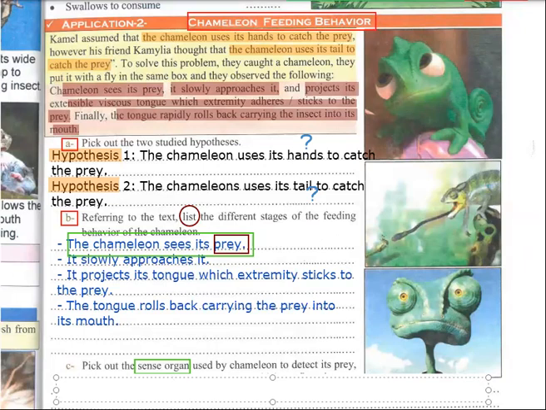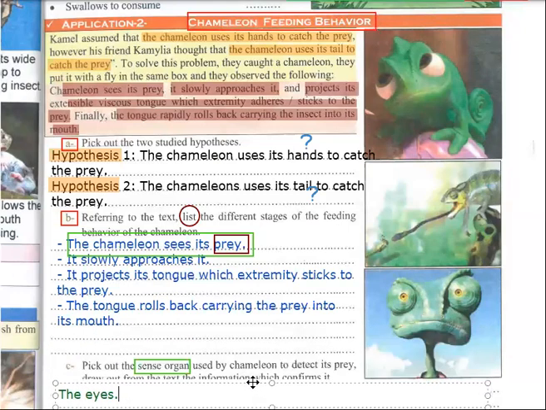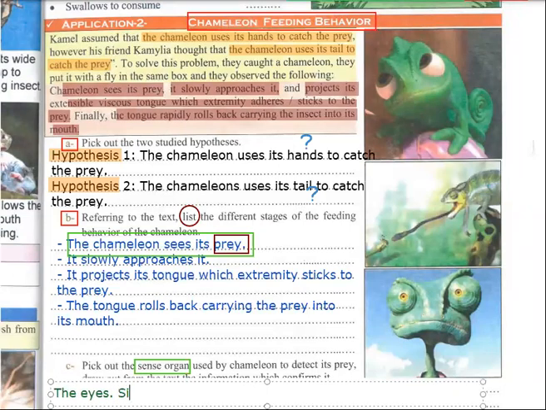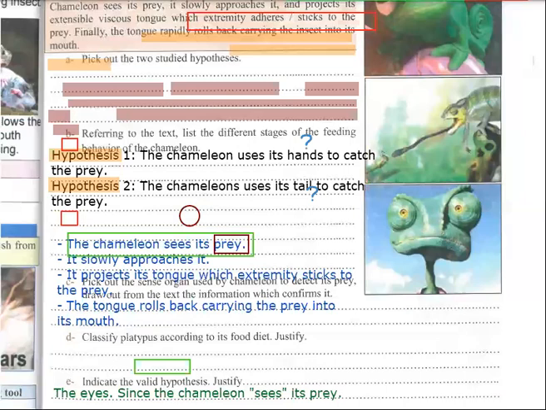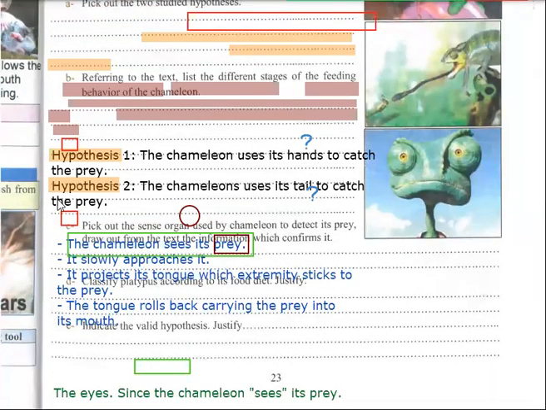Okay, so the eyes are the sense organ, because the chameleon sees its prey. Okay, let's move to the last two questions.